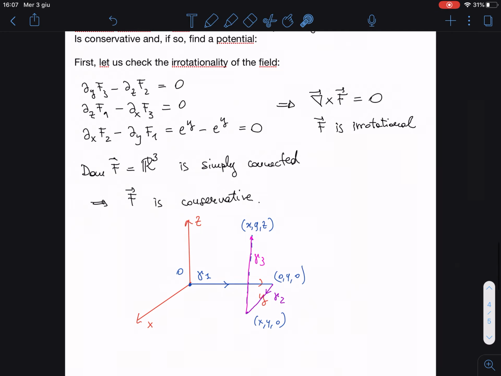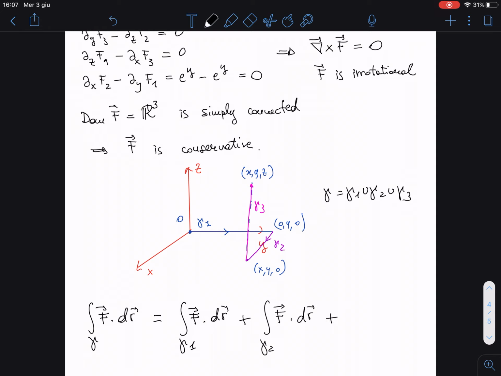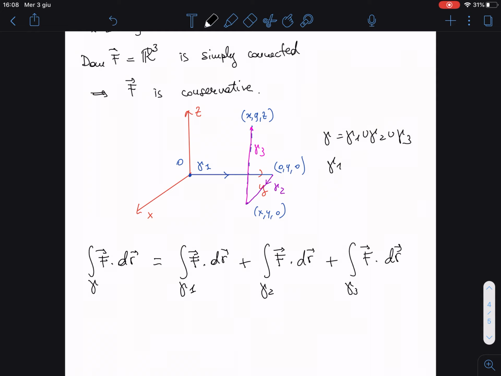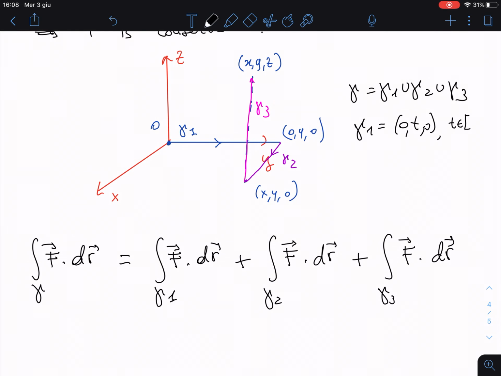Here we have the computation, which is the integral of F scalar dr on gamma, where gamma is the union of gamma 1, gamma 2, and gamma 3. So this is equal to the line integral of F on gamma 1 plus the line integral of F on gamma 2 plus the line integral of F on gamma 3. Good. Then gamma 1 is 0, t, 0 with t moving between 0 and y.